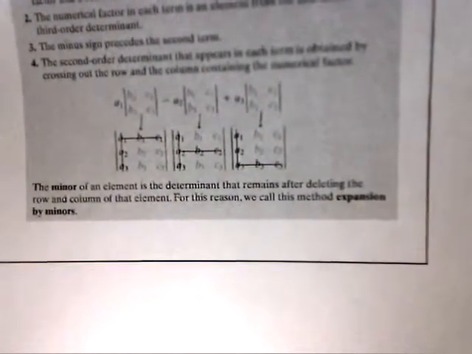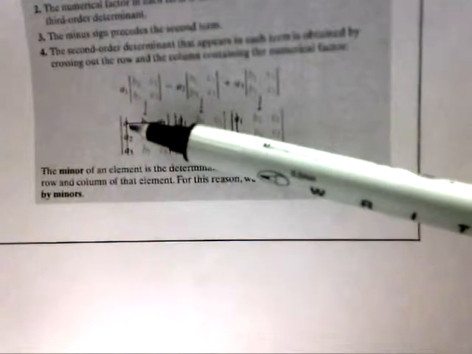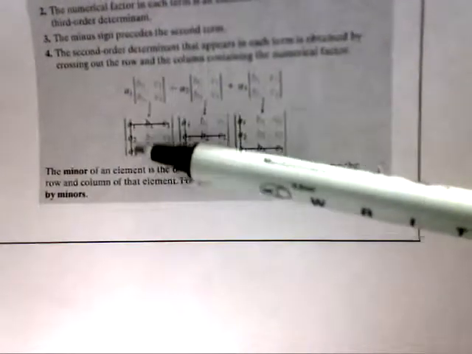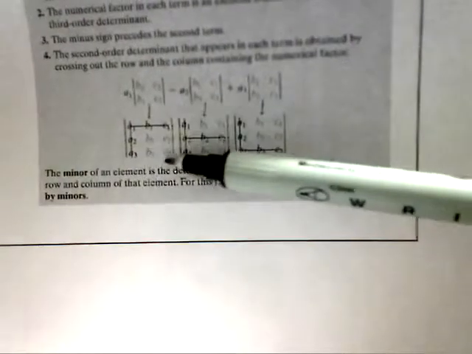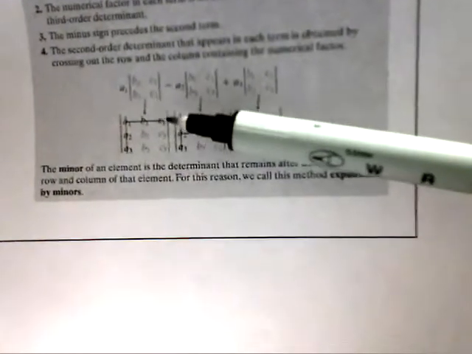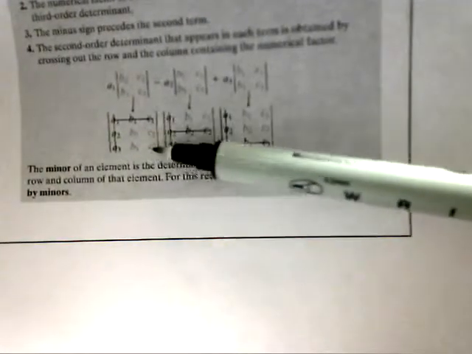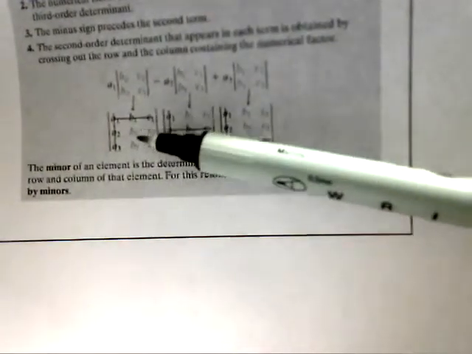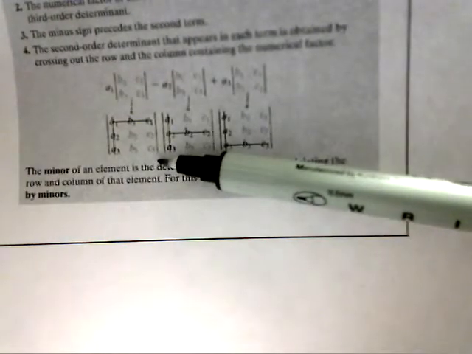So in this case here, if we use A1, from here we cross out the column and the row that A1 is in. What's left is going to be that determinant, that second order determinant. In this case, B2, B3, C2, C3.